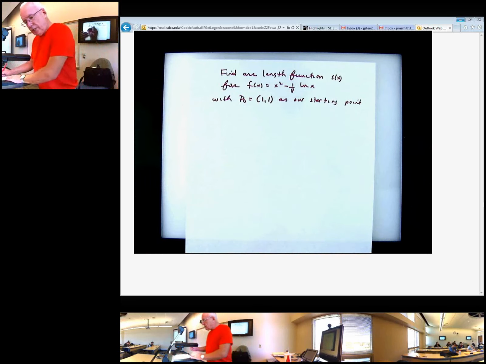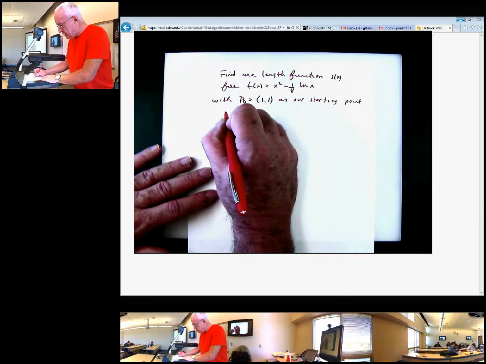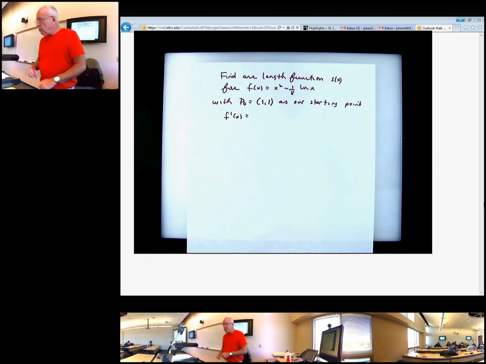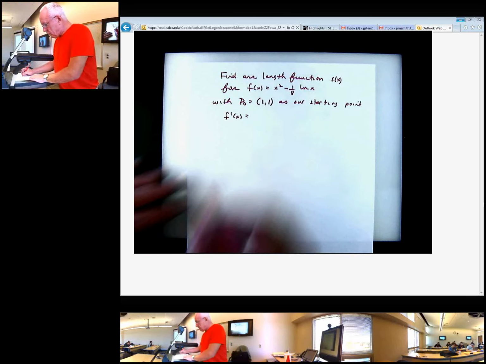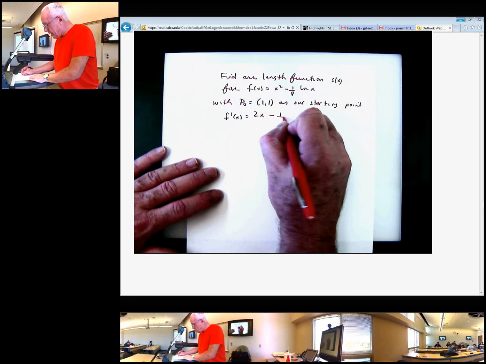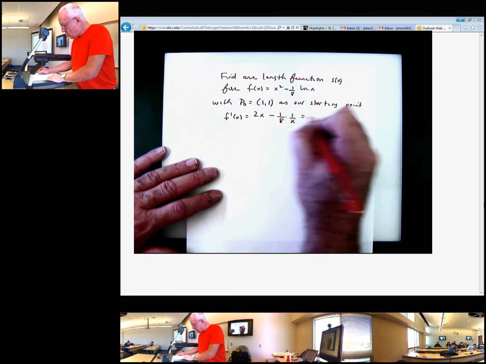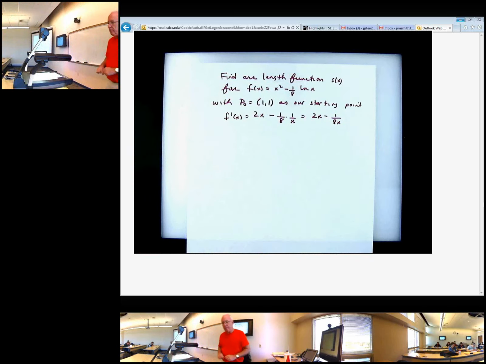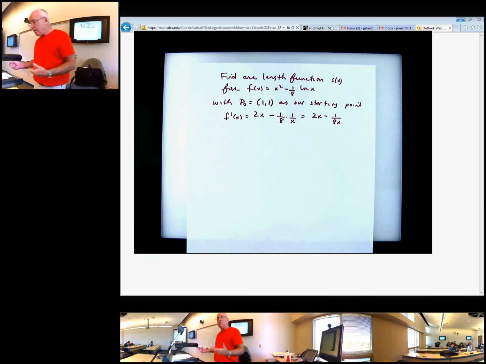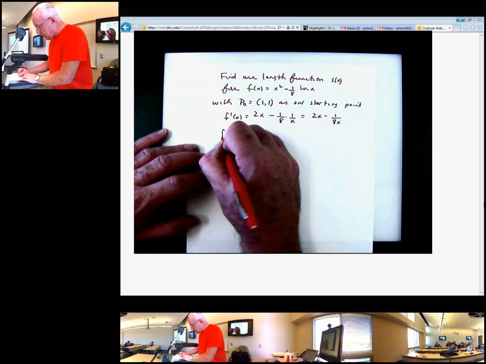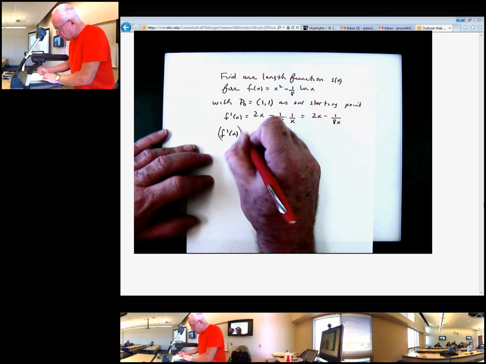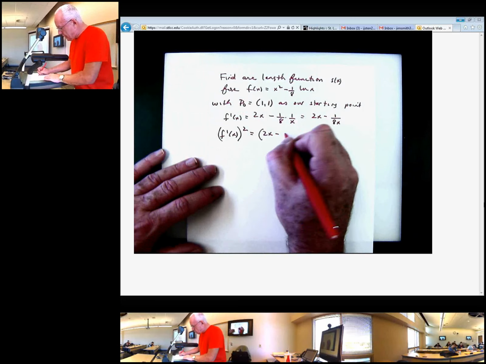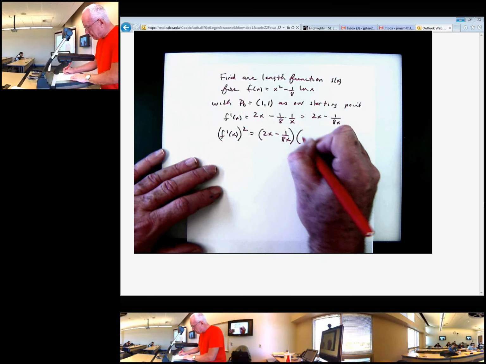Okay, so the first thing we need to do then is to calculate f prime of x as our first thing. So f prime of x then is going to be 2x minus 1 over 8 times 1 over x, or 2x minus 1 over 8x. Okay. All right. And then we know we have to square this, so why don't we get this out of the way also? So let's square this. So we're squaring 2x minus 1 over 8x, and we have to multiply it by itself.